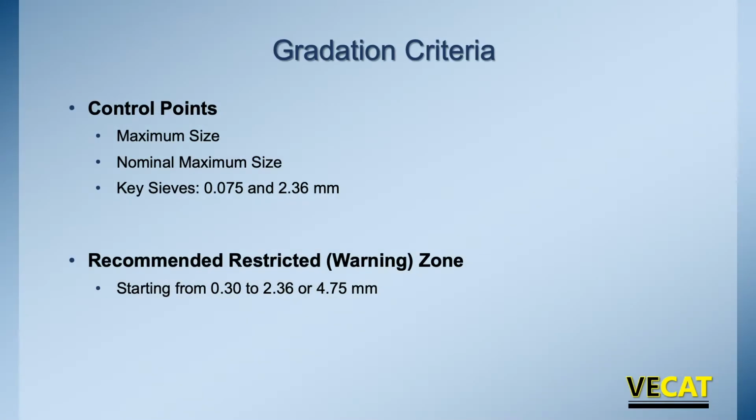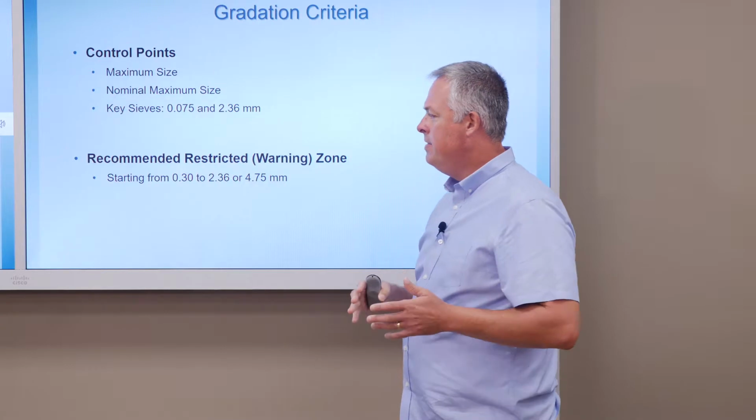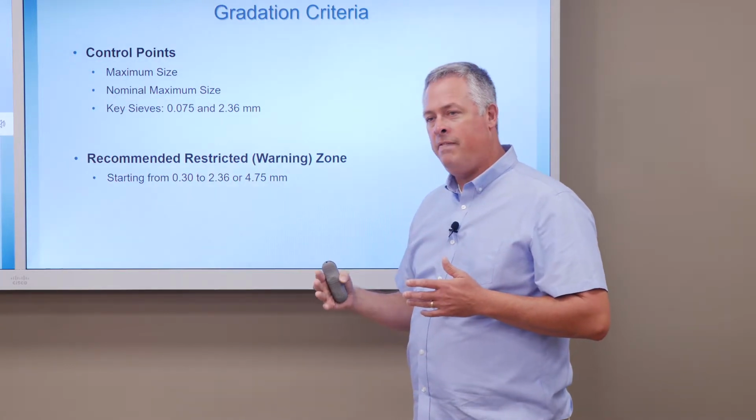So, the gradation criteria on a Power 45 chart: we have control points, which are the maximum size of the material, the nominal maximum size, and also the gradation parameters of our mix design. They mention key sieves here, and in a lot of cases they mention the 200 and the 8. In a lot of cases the 30 is a key sieve, the 3/8, the half, and so on. There's also a recommended restricted or warning zone. This is no longer used by VDOT.